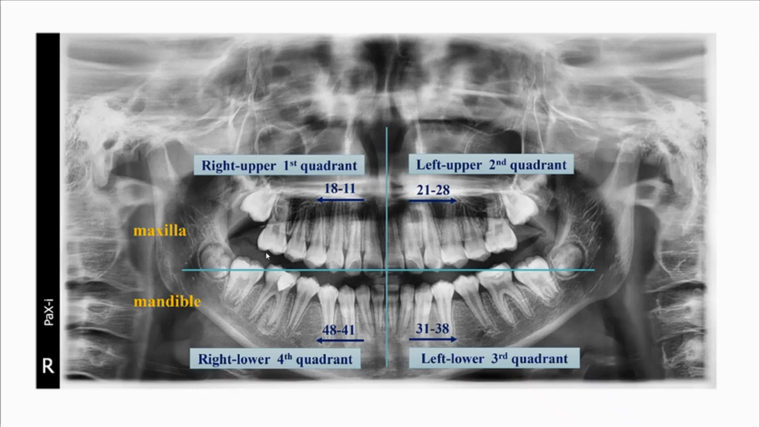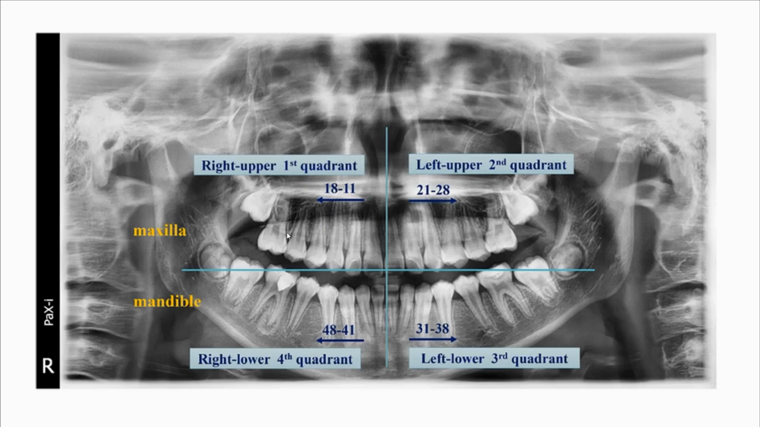Now let's have a look at this OPG. Here we see how our quadrants are divided in real clinical practice. We have our maxillary arch and mandibular arch, which is further divided into two quadrants, our first, second, third, and fourth quadrant. The first digit here tells us the number of the quadrant, and the second digit tells us about the position of the tooth.